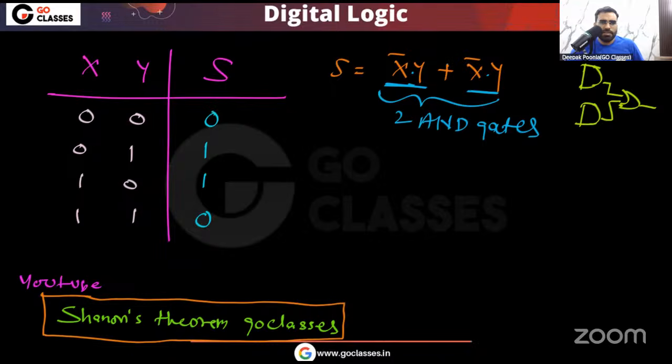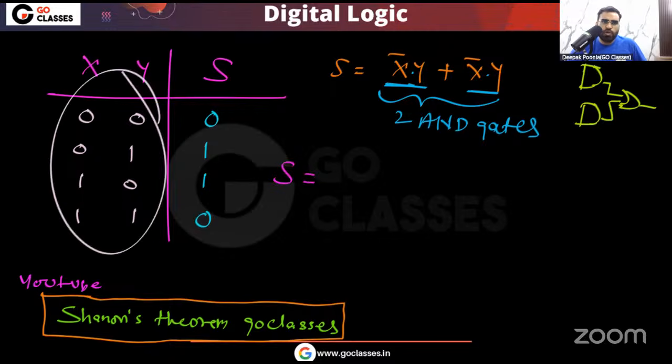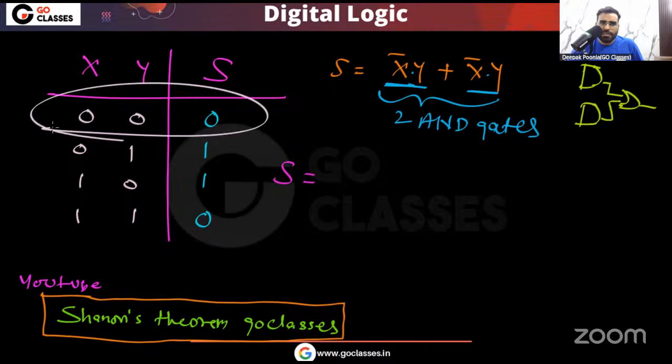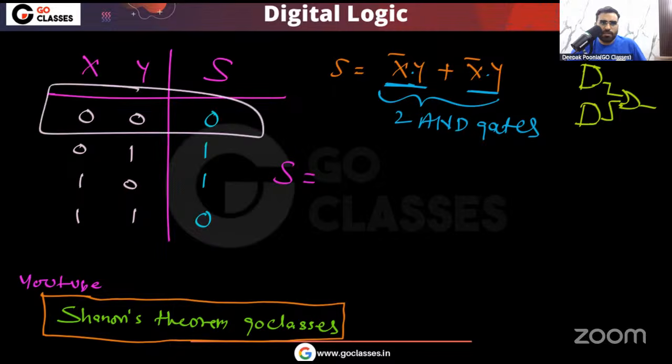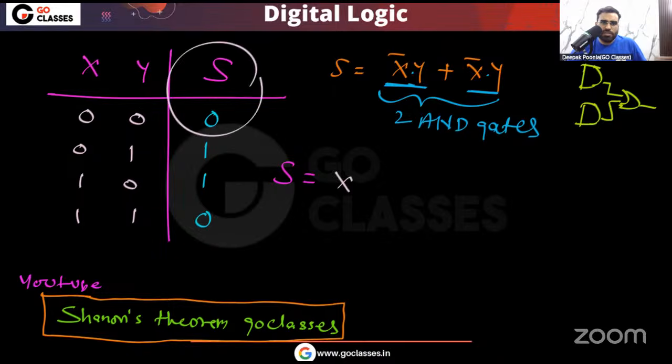Now let me tell you that here you can write the expression like this: S equal to, what you do? For every input combination, you write the min term, and for that min term, what is the function output? You do the AND. Means what I'm saying? Look at this complete row. For this row, I can say that x is 0, y is 0, and the output is 0. So here the min term is x bar y bar, and for this min term, the output is 0.